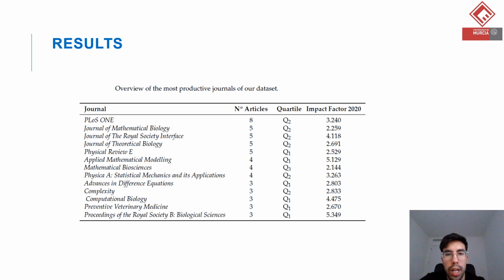The Journal of the Royal Society Interface, which publishes research that applies, among other disciplines, mathematics and physics to biological and medical science, and the Journal of Theoretical Biology and Physical Review, in which priority is given to biological aspects over mathematical ones. Most of the journals are located in the first quartiles, and many of them belong to quartile 1, such as Applied Mathematical Modeling or Advances in Difference Equations.